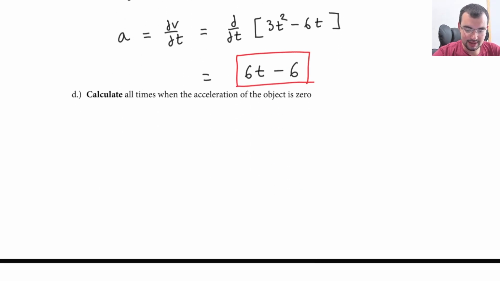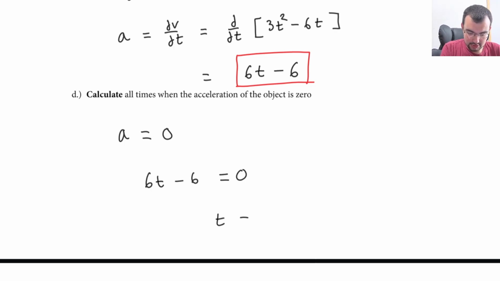All right, when is the acceleration 0? Well, this is about as explicit as you can get in what it's asking for. So we just set acceleration equal to 0. 6t minus 6 equals 0. And we can see that this would just happen at t equals 1 second.